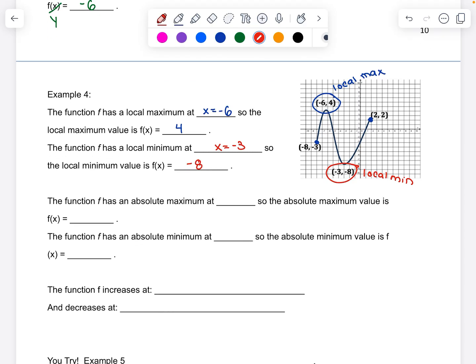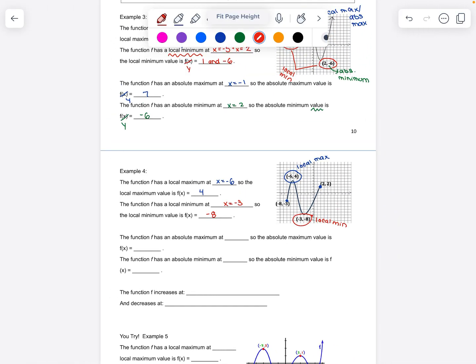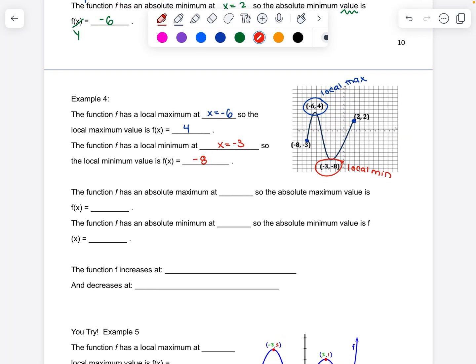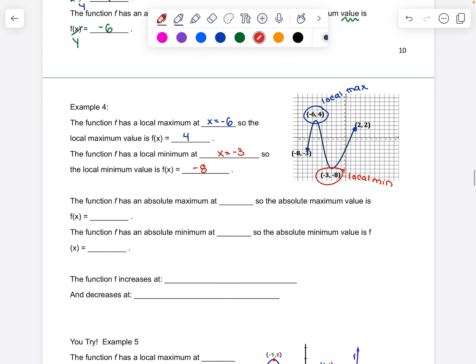Okay. Now when we're doing absolute, we're going to take the endpoints into account now, so that if they're higher or lower than them, they could be the answer. So let's take a look though. So here it has an absolute maximum at, what is the highest point, the highest y value that it goes to? It happens to be the same as this one. Notice 2 is not higher than 4. Otherwise, if 2 was, you could say that. So this is also going to be the absolute max. So at x equals -6, the y value is 4.